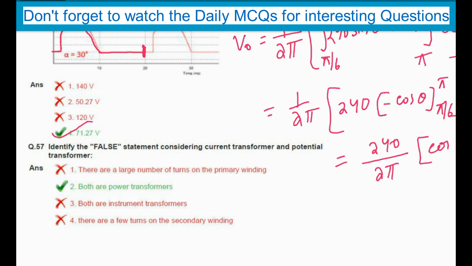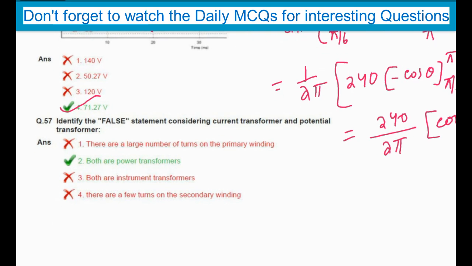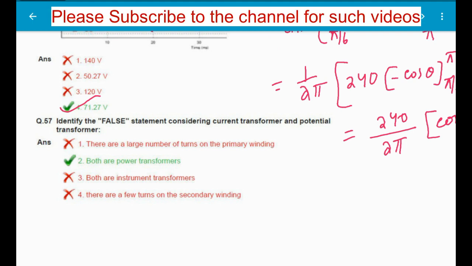Next question, question number 57. Identify the false statements considering current transformer and potential transformer. Option A or option 1, there are a large number of turns on the primary winding. So this is true. In case of current transformer or potential transformer, there is always a higher number of turns on one side.